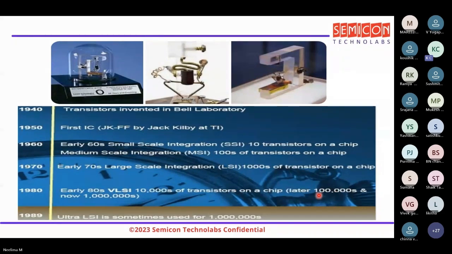So the transistor invention was followed by the development of semiconductors. Both went hand in hand in order to start integrating more and more transistors into the semiconductor. Based on how many transistors we are integrating, accordingly it falls into either the SSI bucket, MSI bucket, LSI bucket, VLSI bucket, or ultra LSI bucket. But generally we use the terminology VLSI for any number of transistors going into an integrated circuit.